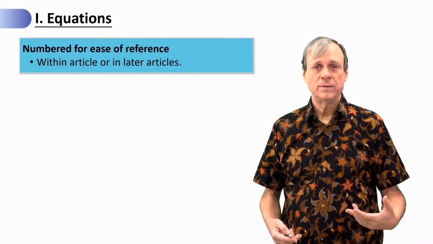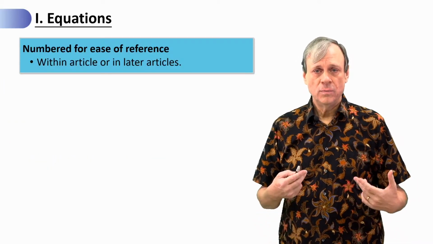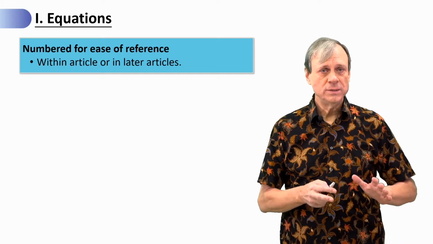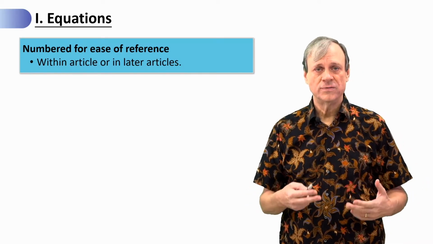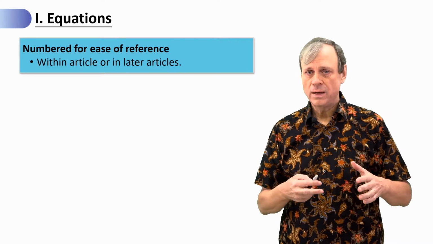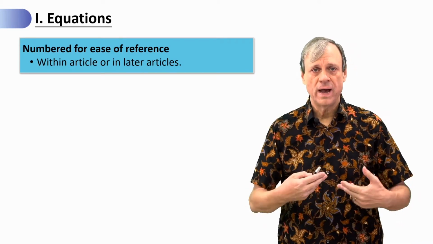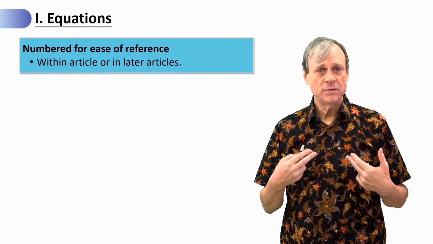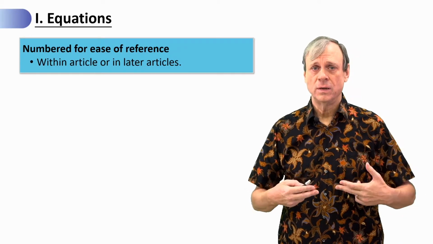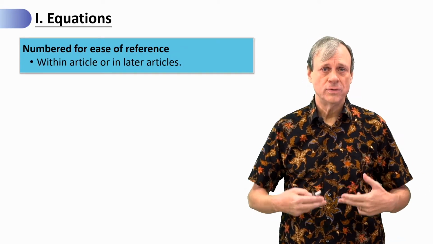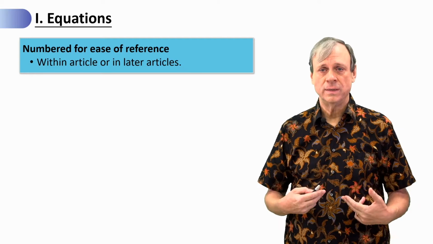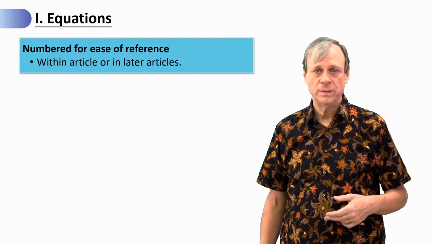So let's talk about each of those separately. What about equations? Equations, as I said, are typically numbered for ease of reference. This allows the writer to refer back to them in a later section. If a later author wants to talk about them, they can also refer to the article, but also to that numbered equation within the article.